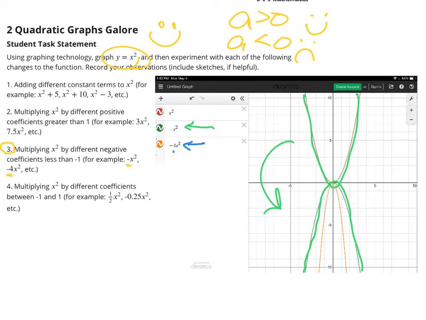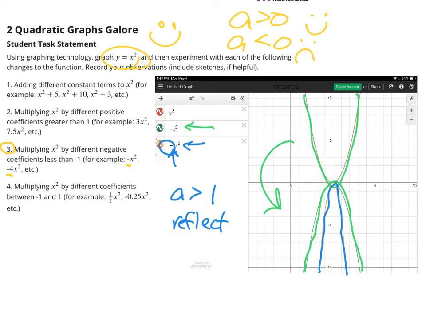Here, I've put a negative 4. We said when our A term is larger, greater than 1, it gets skinnier. It's a vertical stretch. And then the negative flips it over the x-axis. It's a reflection, so it's still a vertical stretch, just a vertical stretch and an unhappy parabola. So it flips it over the x-axis and makes it skinnier when the A term is a bigger number. The bigger the A term, the skinnier it gets. And the positive and the negative flips it over the x-axis.